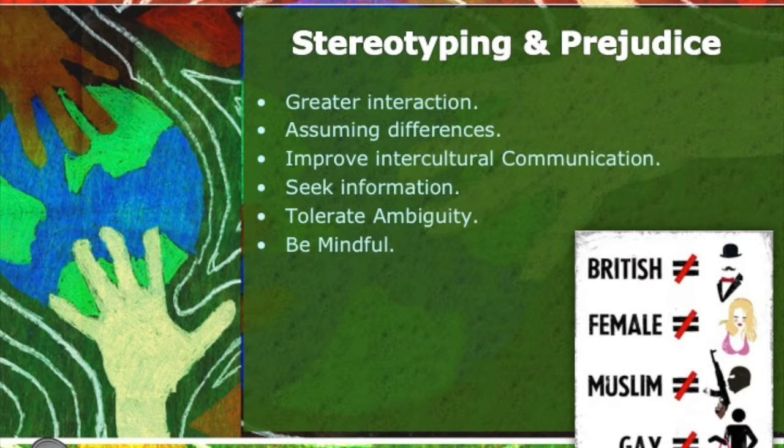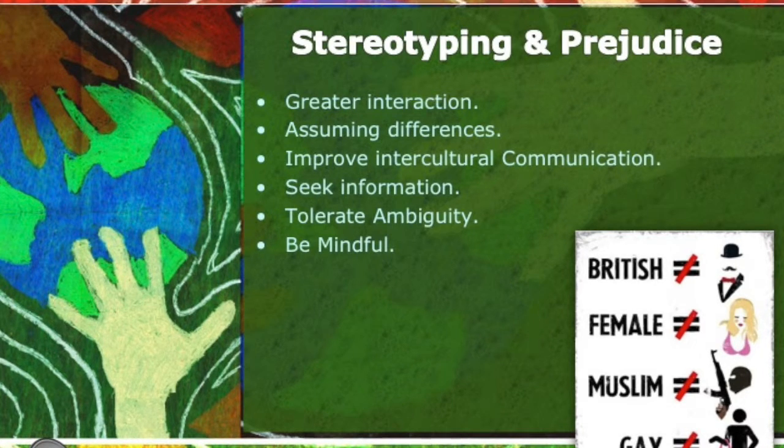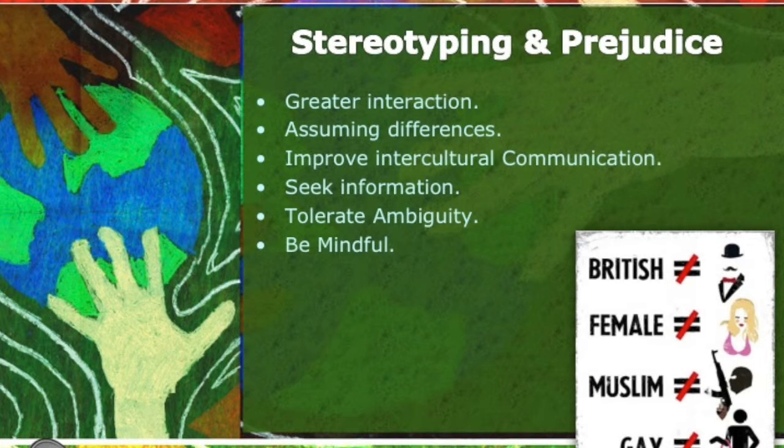Stereotyping and prejudice. Now that we understand what stereotyping and prejudice is all about, how do we tackle it and eliminate it? First of all, by greater interaction. We must understand that cultural differences do exist. People from different cultures and ethnic backgrounds do speak and behave differently. Even if we do look alike, it does not mean that we are alike.